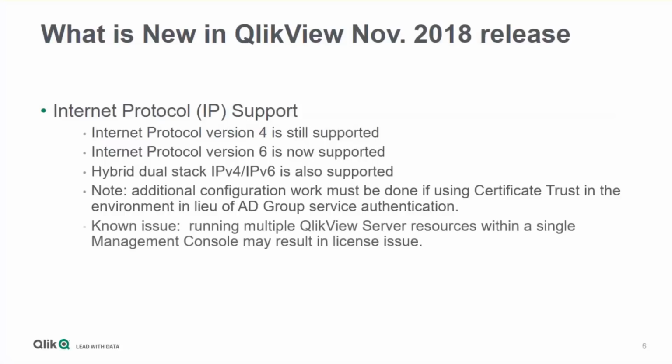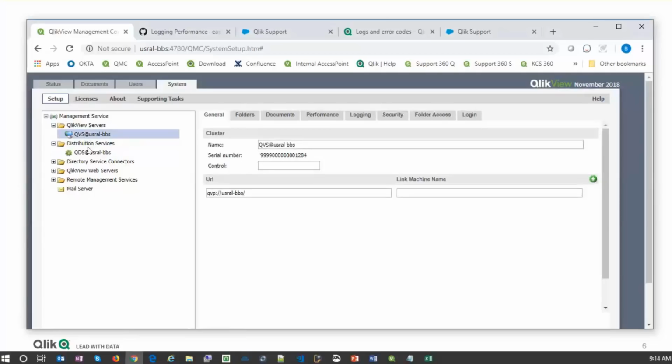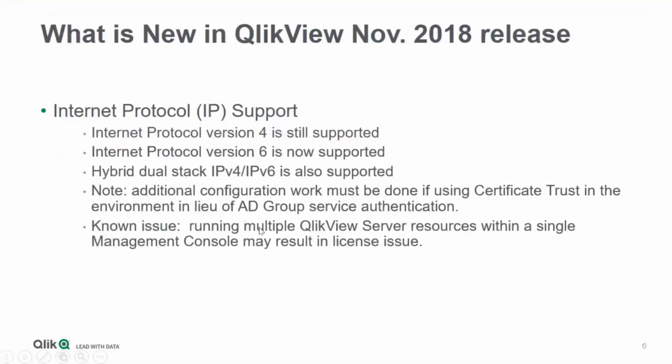I want to cover one known issue that we ran into at a customer just last week that was using IPv6. If you are running multiple QlikView server resources in your environment, and let me just show you real quick what I mean. So over here in the management console in System Setup, under your QlikView Servers, if you have more than one QVS resource here, you want to be aware of this issue, and it relates to the licensing. There appears to be a bug in that with the multiple resources, the licensing gets a bit confused as to which license that resource is supposed to be using.